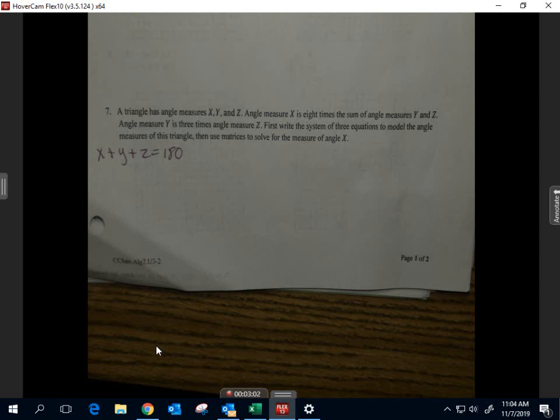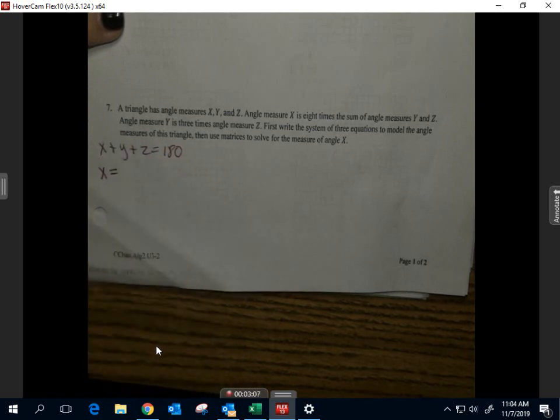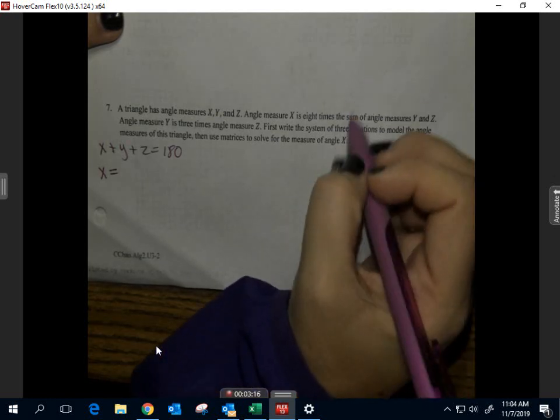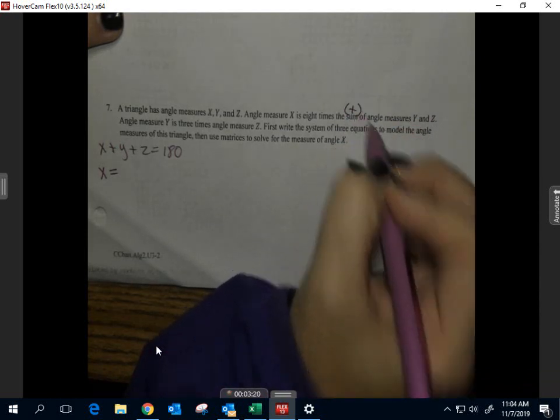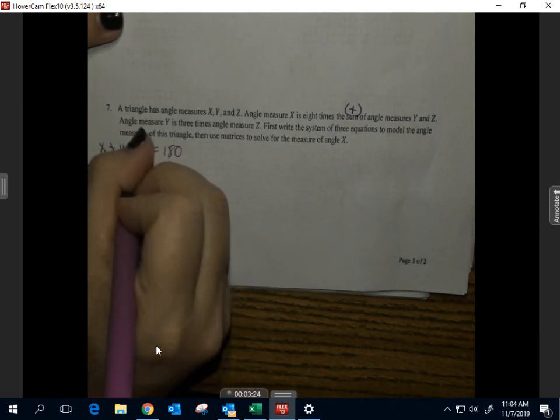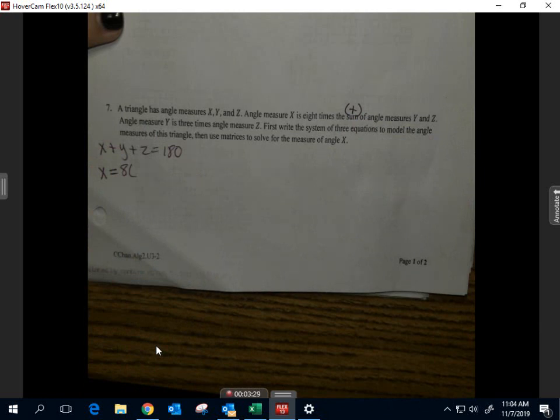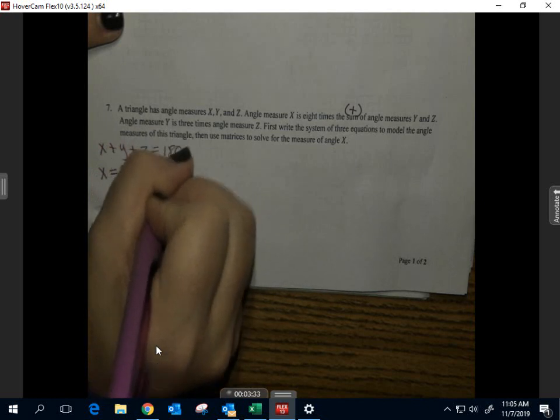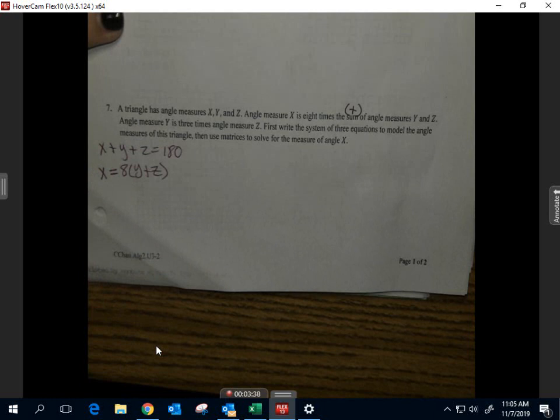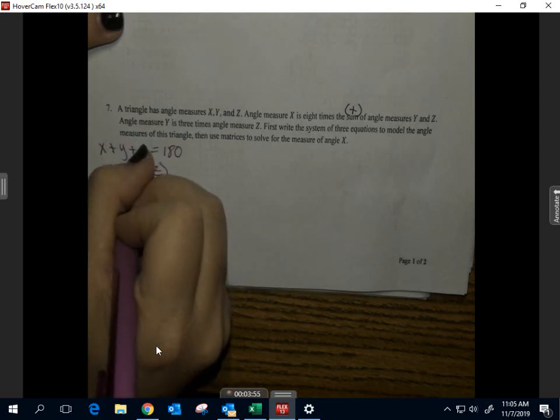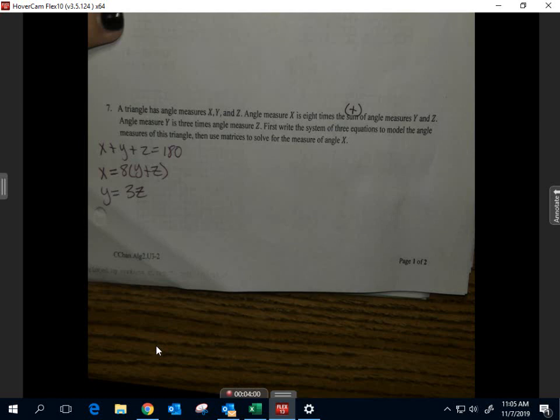Alright, the next one says angle measure x is, so whenever it says is, that's usually an equal sign, 8 times the sum of angle measure y and z. Guys, when it says the sum, it wants parentheses and we're adding. So it's 8 times, what are we adding together? Y and z. So there's our second equation. Our third says angle y is 3 times the angle measure z. So what's that going to look like? It's going to be 3z, right? Because it says 3 times angle measure z. Alright, there's our 3 equations.